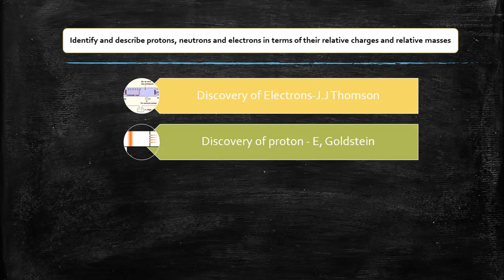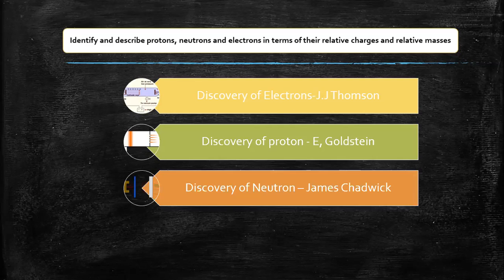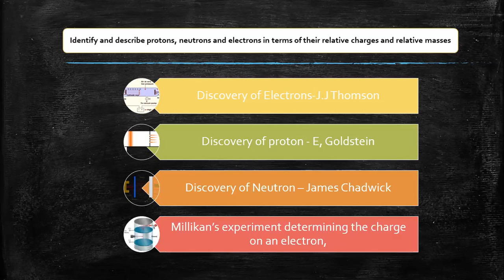Discovery of the proton belongs to E. Goldstein. Similarly, discovery of the neutron goes to James Chadwick. And determining the charge on an electron, credit goes to Millikan's experiment. Millikan found this charge on the electron by his method, the Millikan oil drop method.